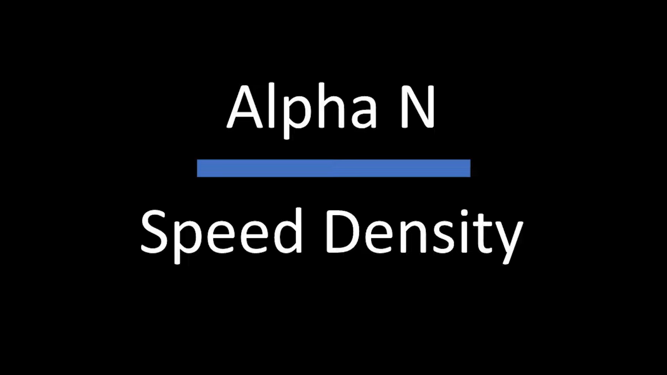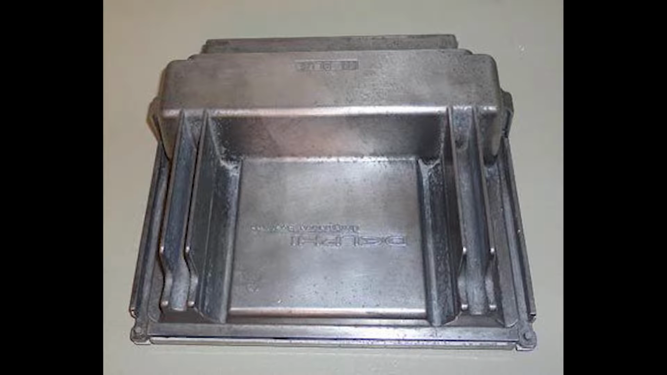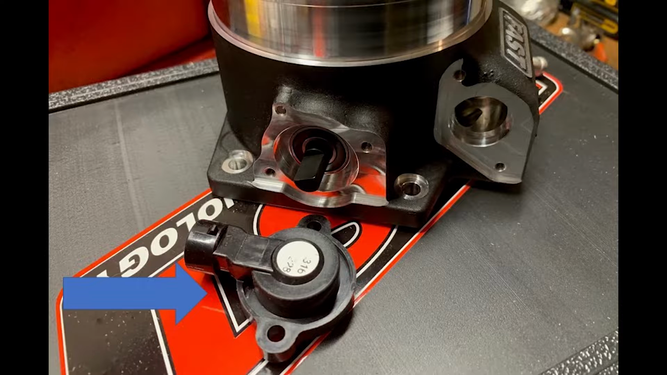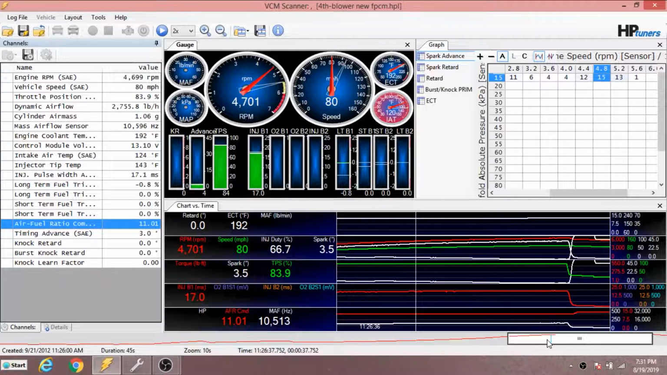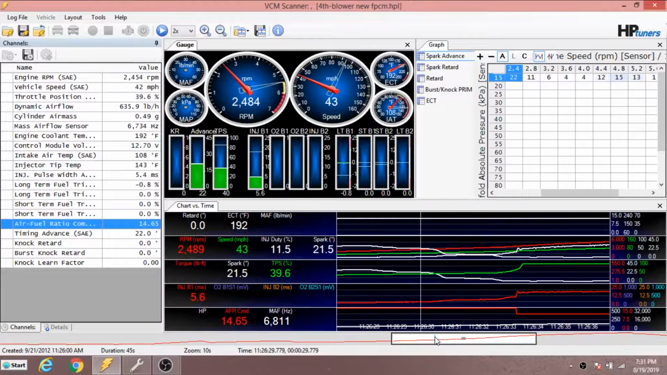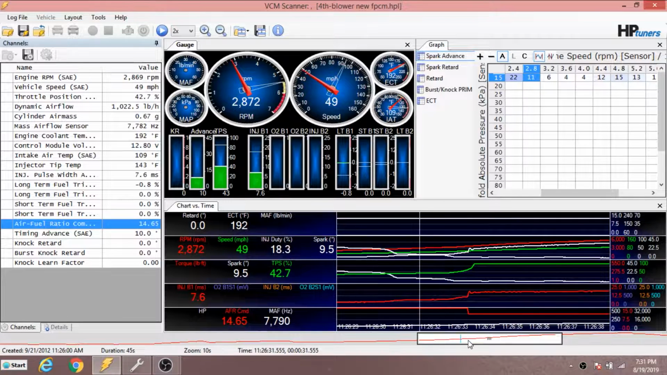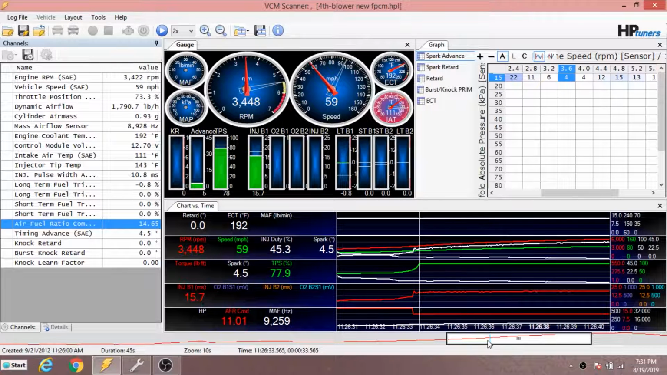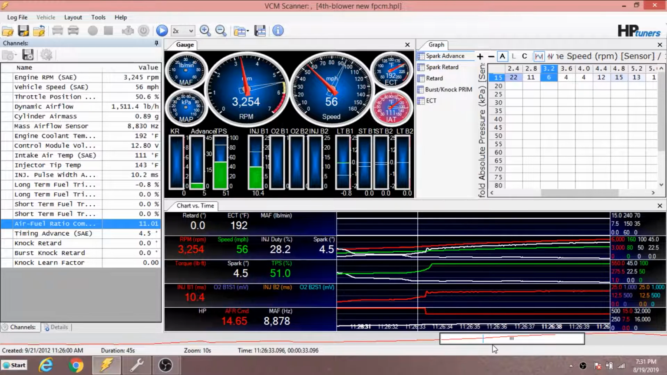Now, between the two fuel strategies, the AlphaN and the speed density, all the definitions that I gave you there for the engine control unit, the IAC, MAP sensor, MAF sensor, throttle position sensor, all of those key pieces of information, that's really all of the detail that we're going to use when we start tuning an engine to get the right AFR to build the right power that we're looking for.